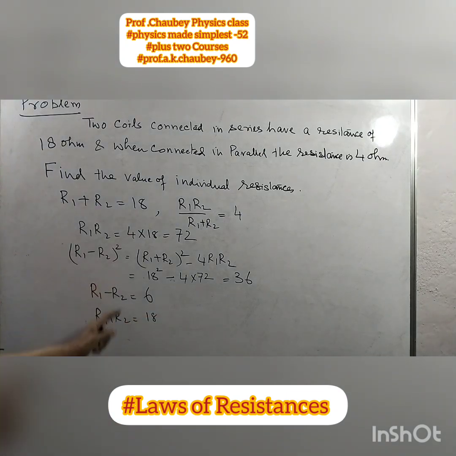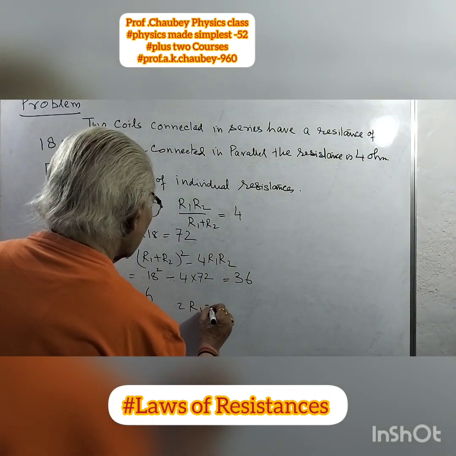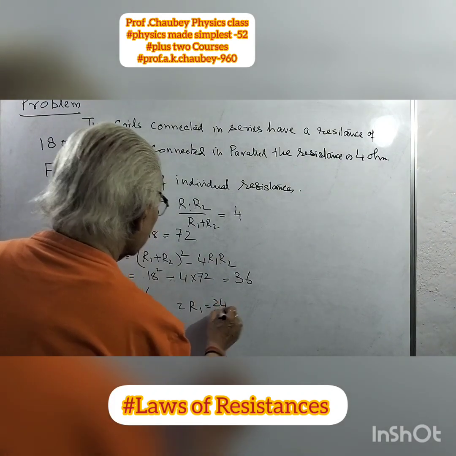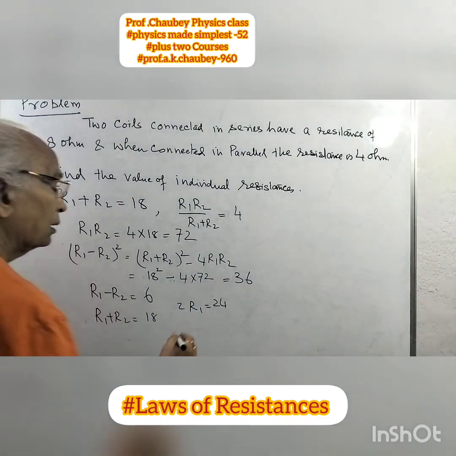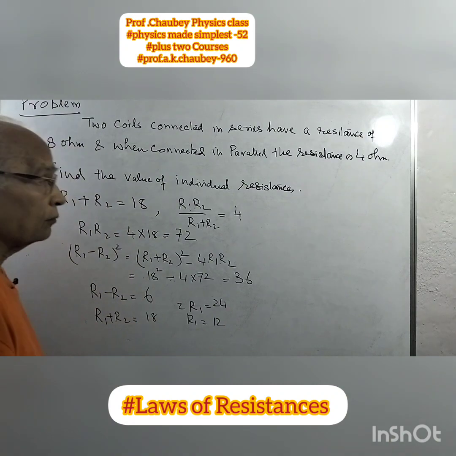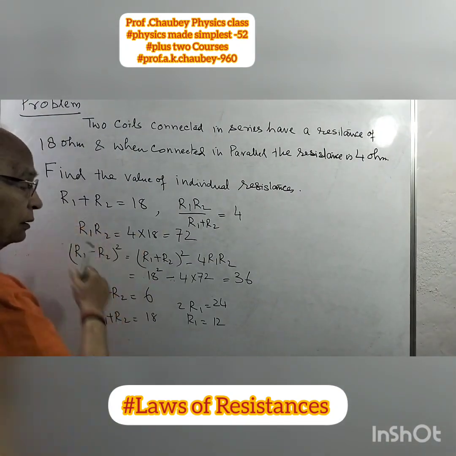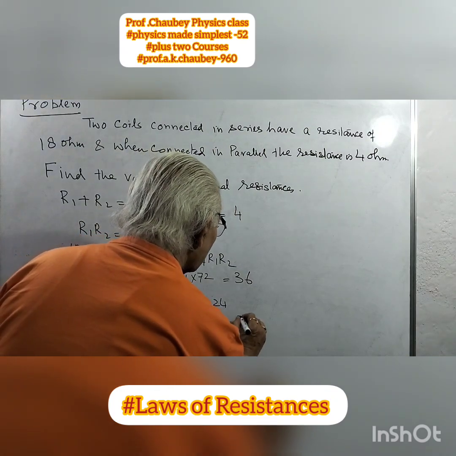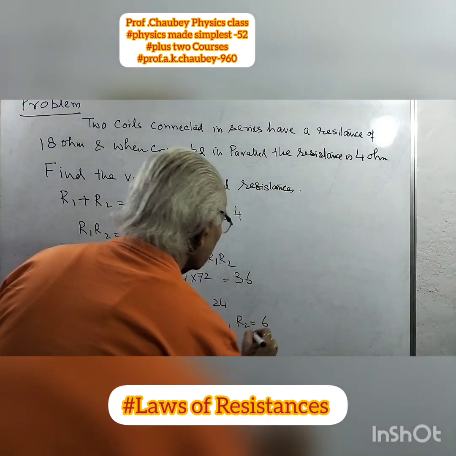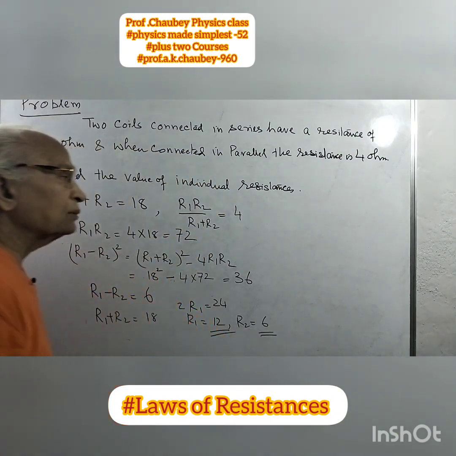Now solve this. Add these together. R2 cancels, so 2R1 is 24, that is 18 plus 6. So R1 is 12. And we have R1 plus R2 as 18, so obviously R2 is 6. So one resistance is 12 ohm, the other resistance is 6 ohm.